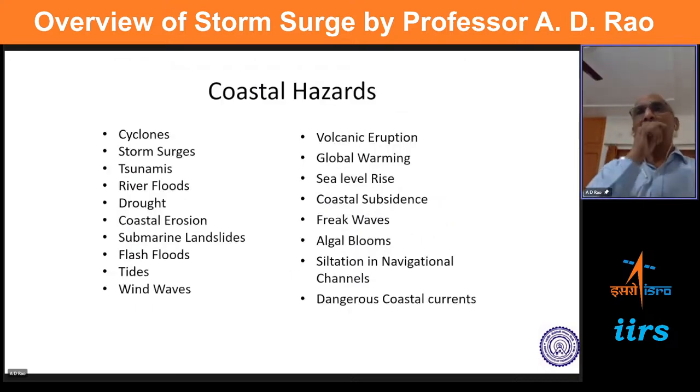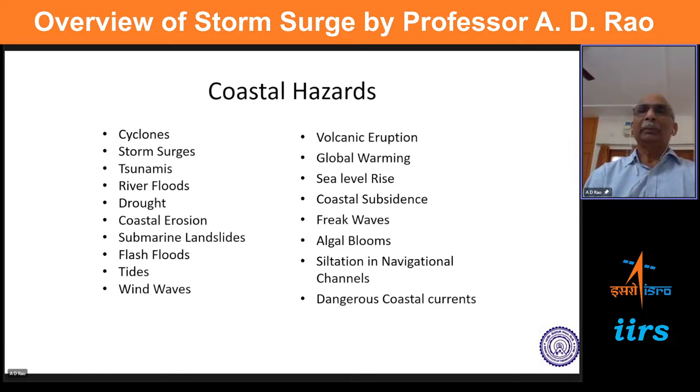Another interesting thing is that we have a very long coastline, about 7,500 kilometers of Indian coastline, and you have so many kinds of coastal hazards. For example, cyclones, storm surges such as tsunamis. I have listed all kinds of hazards, including sea level rise, some algal blooms, and also dangerous coastal currents, rip currents, and all.